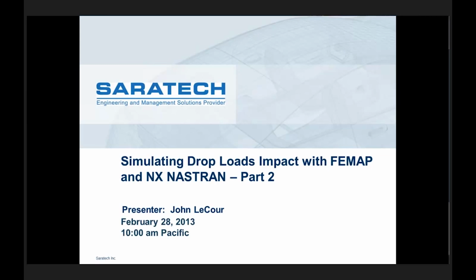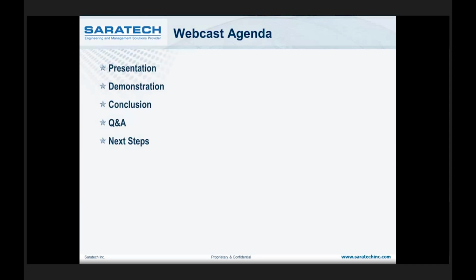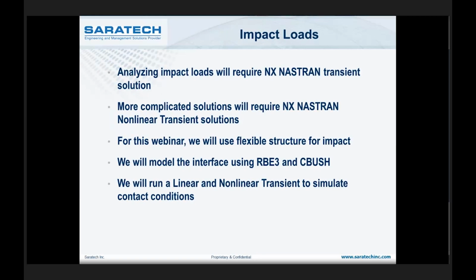Okay. I'm going to do the second part of the simulated drop load using FEMAP and NX NASTRAN. Last time we analyzed using linear and using a rigid mass and spidering it with R bars to simulate that. It's the simplest way to get some idea, because I showed that we could run a static and look at the static load on the structure, but then we could run a dynamic load and you can actually see an increase in load. So it gives you some idea of what's going on during an impact.